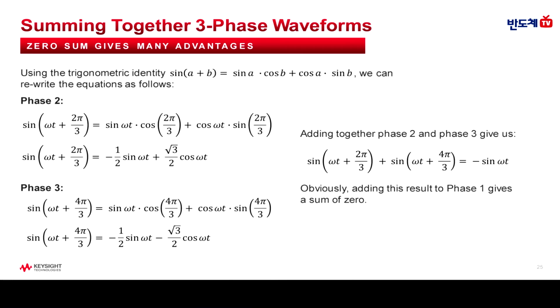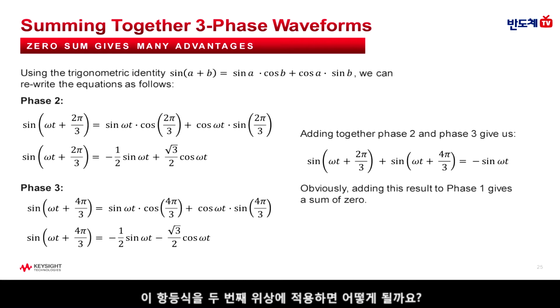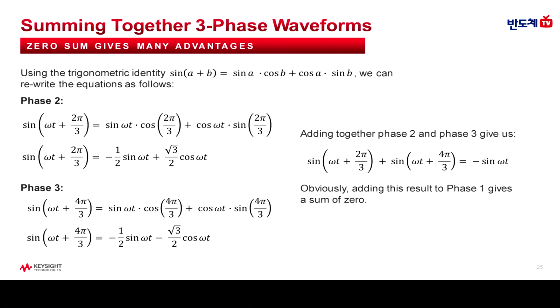So again, what happens if I apply this to the second phase? That basically works out to 1/2 sine omega t plus square root of 3 over 2 cosine omega t. And if I apply this identity to phase 3, you can see that the net result is minus 1/2 sine omega t minus the square root of 3 over 2 cosine omega t. So what happens then if I add these two together? Well, adding them together is just going to obviously give me minus sine omega t. So then if I take the sum of phase 2 and phase 3 and add that to phase 1, pretty obviously this gives me a net value of 0.